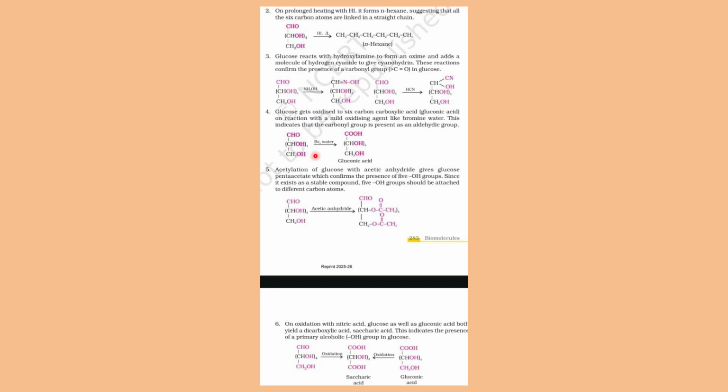Next is oxidation. If we oxidize a glucose molecule with a mild oxidizing agent such as bromine water, it oxidizes to produce gluconic acid. The next reaction is acetylation of glucose: glucose upon reaction with acetic anhydride produces glucose pentaacetate. And the last reaction is whenever glucose undergoes oxidation in the presence of a strong oxidizing agent, it produces saccharic acid. So these are important reactions. We often get three reactions in the board examination.